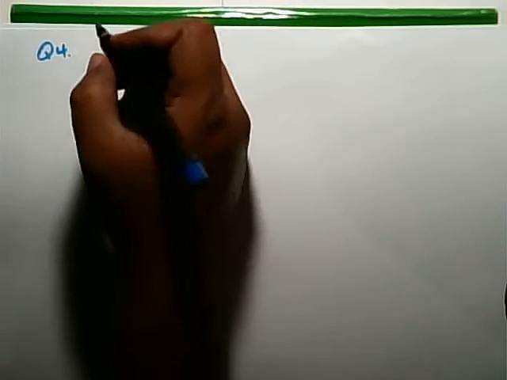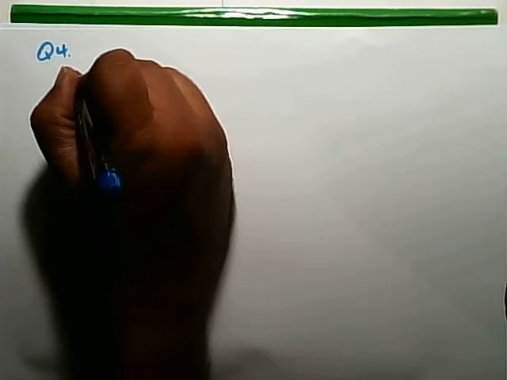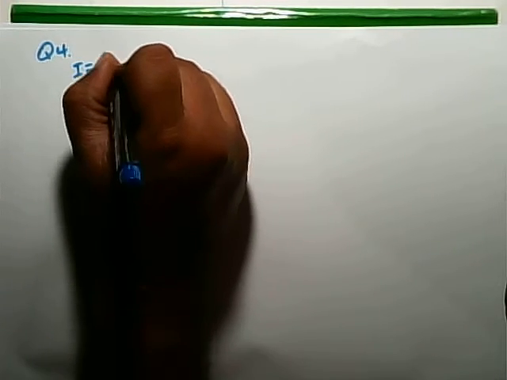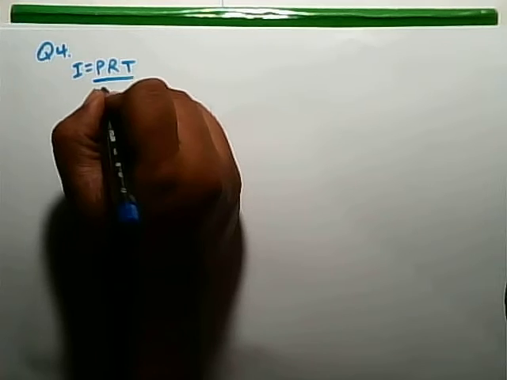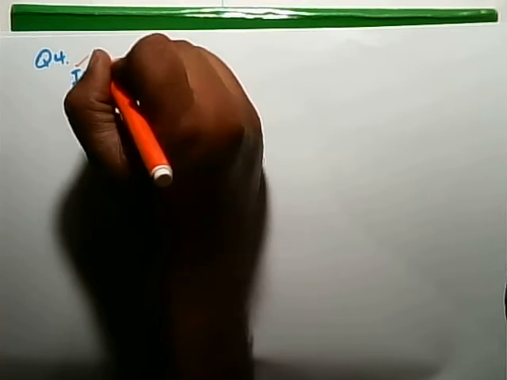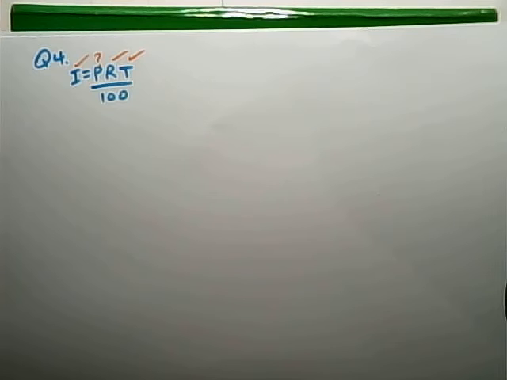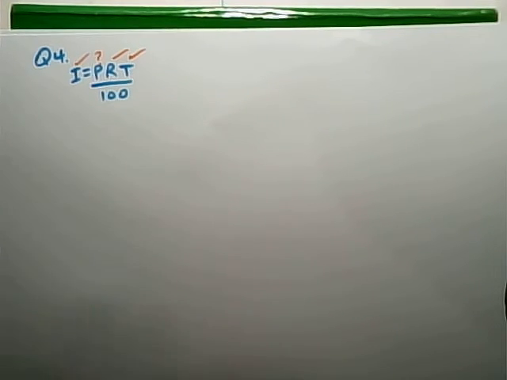Question 4. I jump right into it. Simple interest is equal to principal times rate times time over 100. From the question we know the simple interest, we know the rate, we know the time, we don't know principal. We have to find that out. I'll go in one time, substituting from the information given.